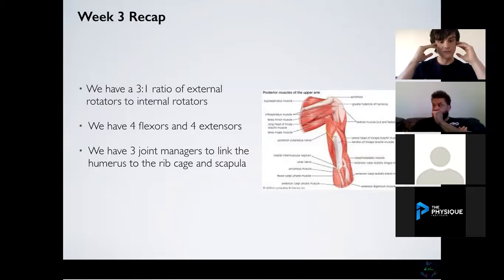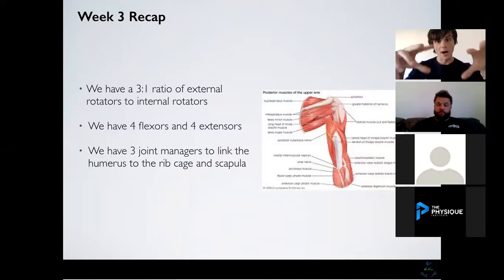We have 4 flexors and 4 extensors that manage the elbow joint from a superior perspective, so from the upper arm's perspective. And then we have 3 joint managers that link the humerus, the ribcage and the scapula: coracobrachialis, pec minor, and then on the posterior side, the teres major. So just some stuff to recap. The reason I want to recap is because it's very interesting why the principles behind those repeat themselves in the lower body. So again, it's just a mirror image.